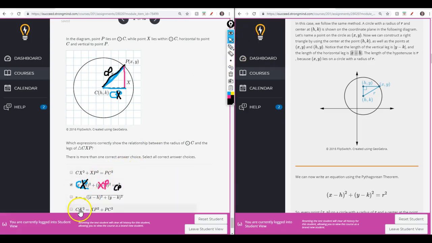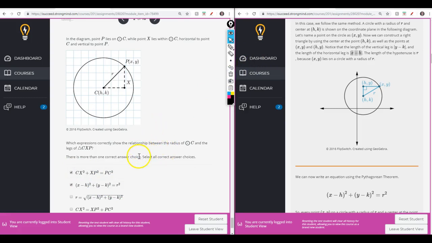And I notice that this is CX squared equals. That's not quite what we wrote here. We have CX squared plus XP squared is equal to PC squared. Is that similar to our CP? Yes, they just wrote this title from going from P to C. It's still the same side length. So that one is also correct.